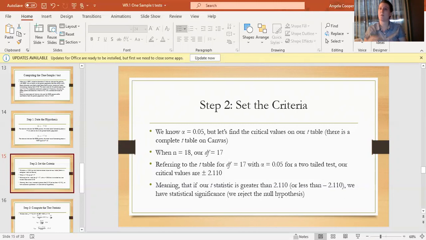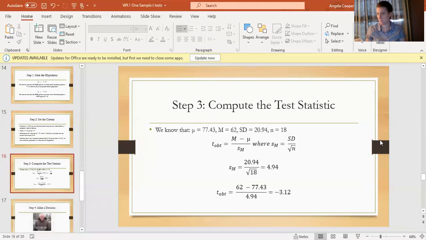So that means that when we calculate our t-statistic in step 3, if our t-statistic is greater than positive 2.110, or if we have a negative t-statistic and it's less than negative 2.110, we will reject the null hypothesis. We will have statistical significance. Okay, now let's get into it. So now we compute the test statistic. So now we're computing the t-statistic.